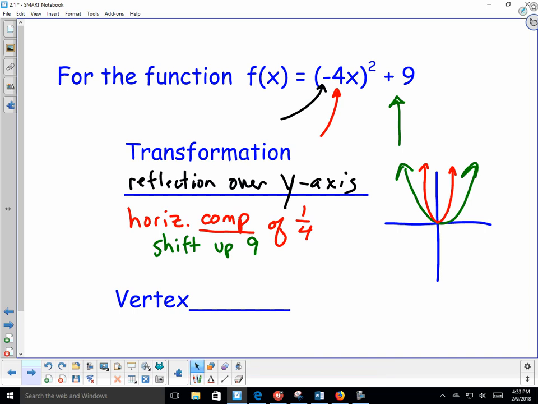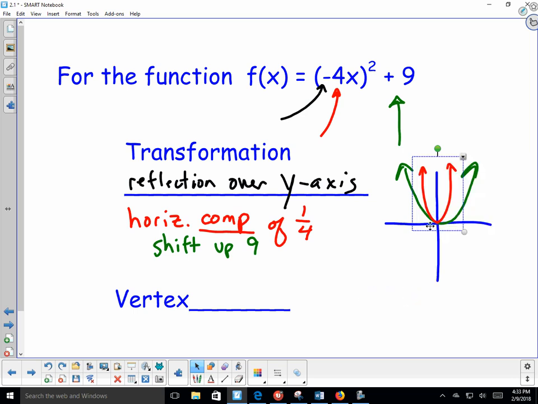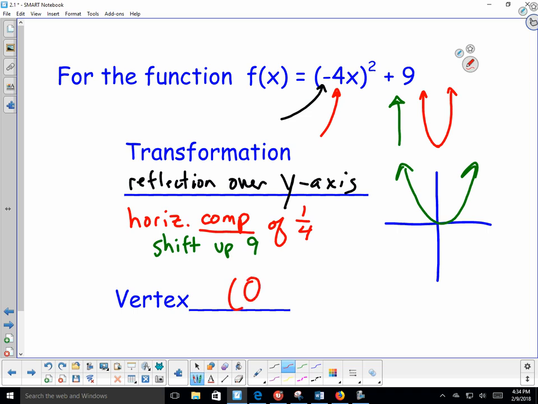Well, that's interesting. If I'm going to reflect this over the y-axis, then what's going to really happen? I'm going to flip it left, right. Well, guess what? You just saw me do it. I reflected over the y-axis, and it has not changed. And it's been shifted up 9. So we're up here somewhere. So I think for this one, the vertex would be at (0, 9).